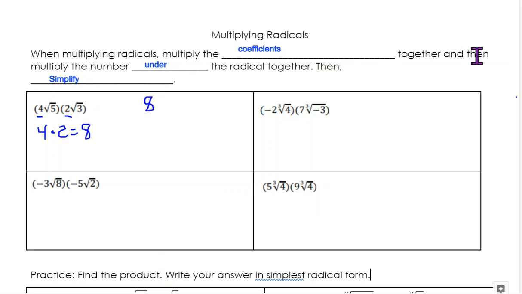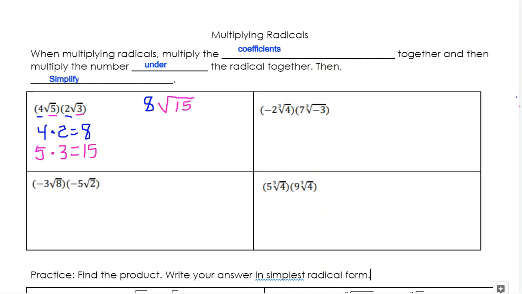So now I have to multiply the numbers under the radical. Under the radical, I have 5 and I have 3. And whatever I get is what's going to be my new radicand, what's going to be under the radical. So what's 5 times 3? Well, 5 times 3 is 15. So that 15 goes underneath my radical.